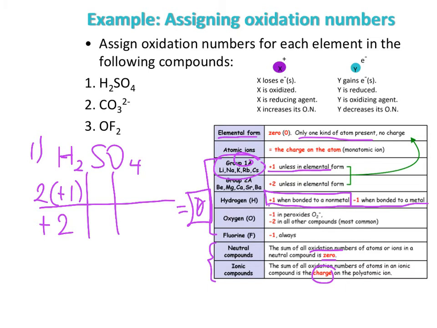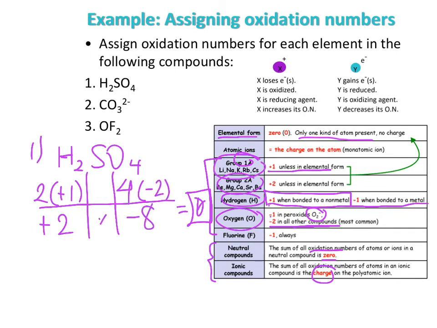Next up, we don't have anything from group 2. We're done with hydrogen, so now we're at oxygen. Oxygen is -1 when in peroxides. In this case, it's not a peroxide. It's actually -2, as stated here, in all other compounds. It's the most common. So we have 4 of them. Each one of them is -2, total -8.